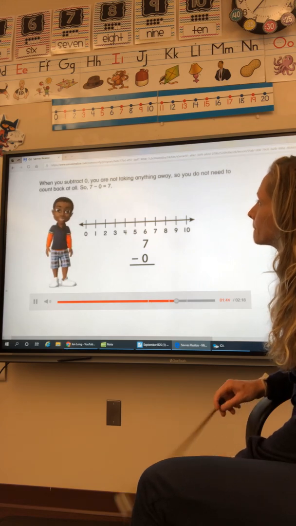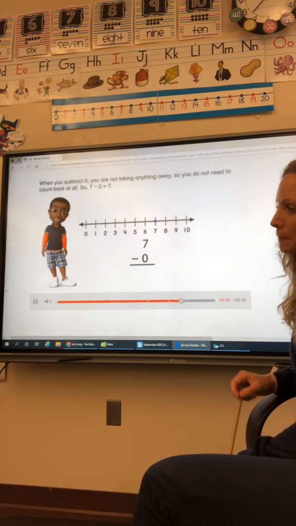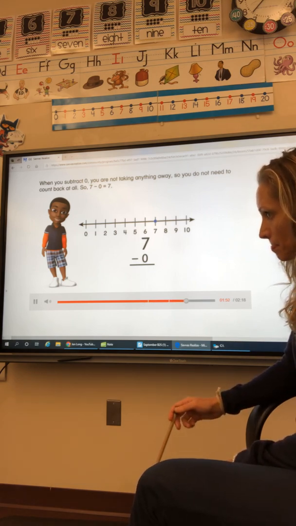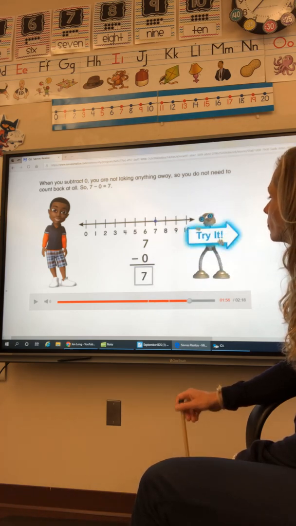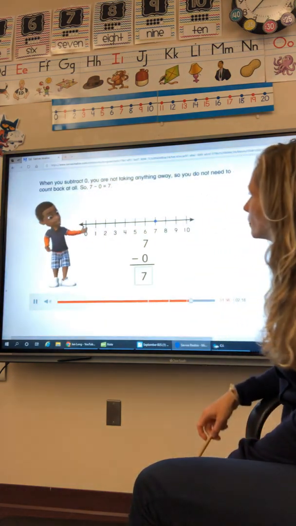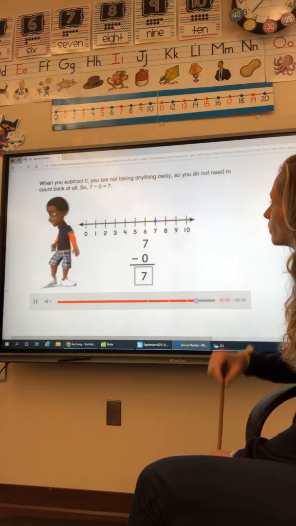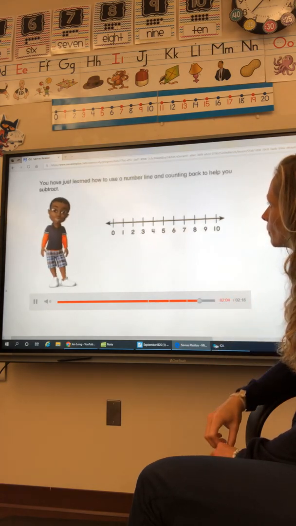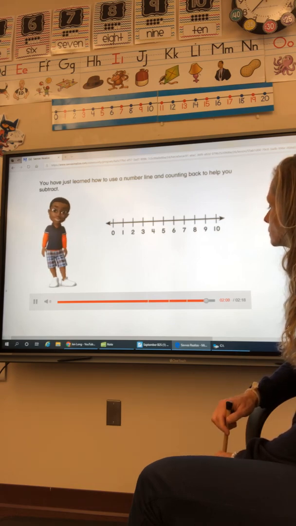When you subtract 0, you are not taking anything away. So you do not need to count back at all. So 7 minus 0 equals 7. If you start at 7 and don't count back any, you stay at 7. You have just learned how to use a number line and counting back to help you subtract.